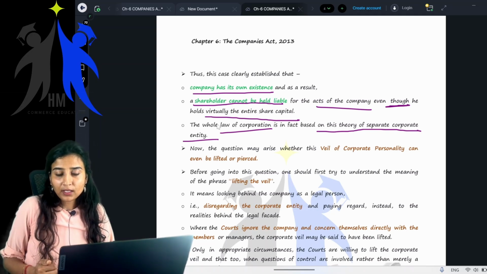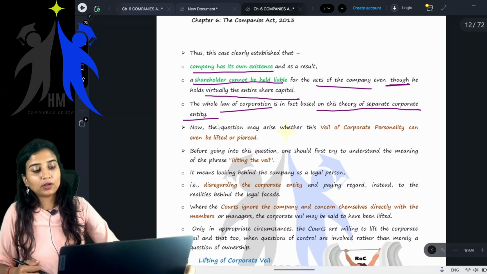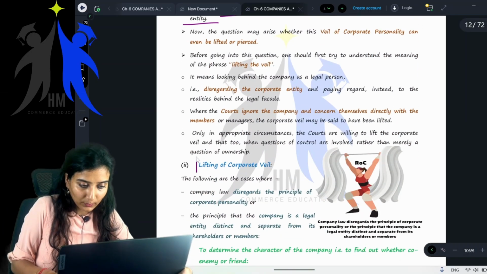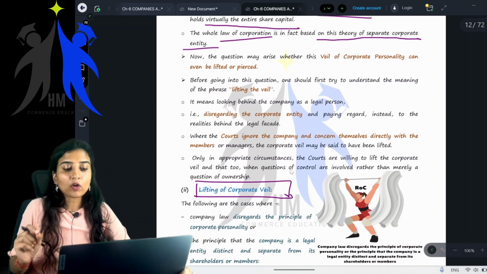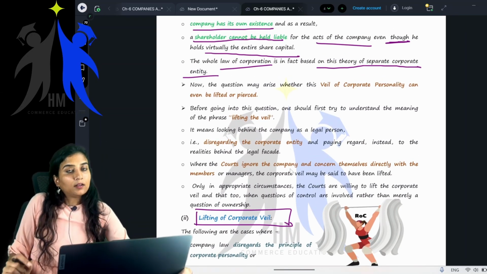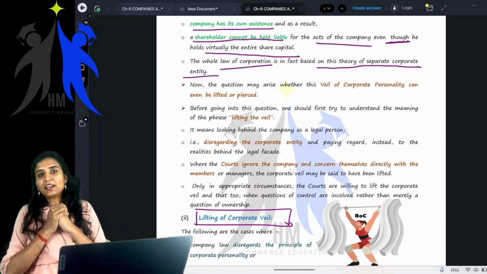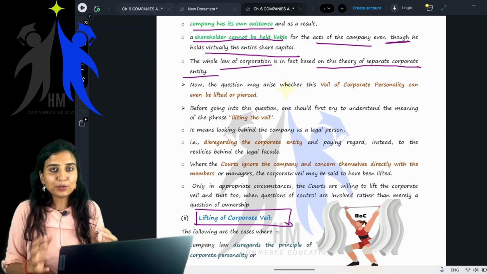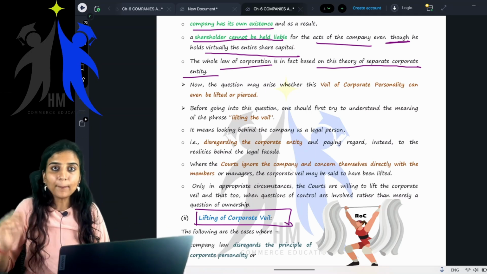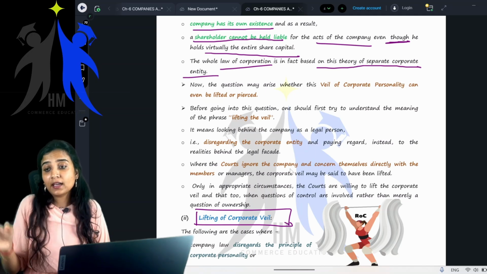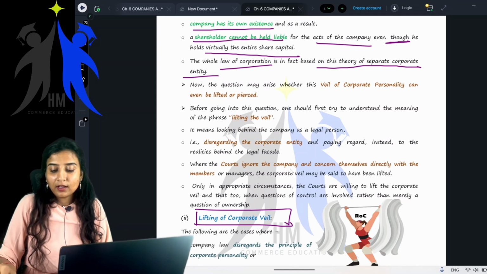Yes. So the answer to that is the next topic you are going to learn: lifting of corporate veil. That is the next topic we will be discussing, called lifting of corporate veil. Getting it? Now, what does this mean? I know I have laid a very good foundation for you all, wherein it is clear in your mind that members are different and the company is different. The company has a separate legal entity. It is different in the eyes of law. Yes, this foundation is strong. Very good.